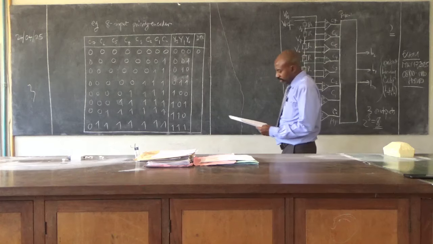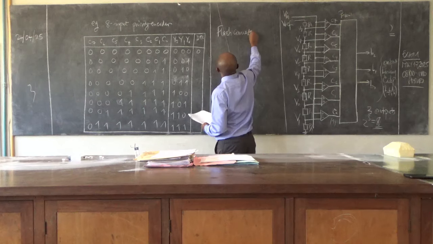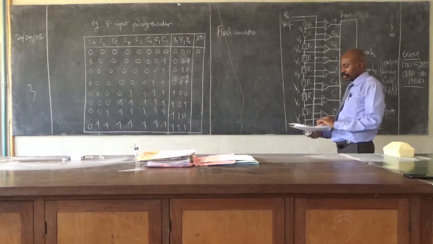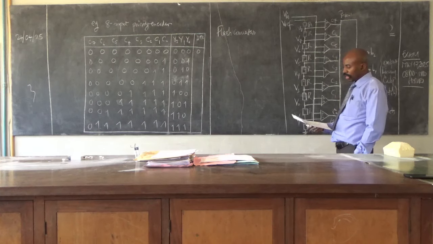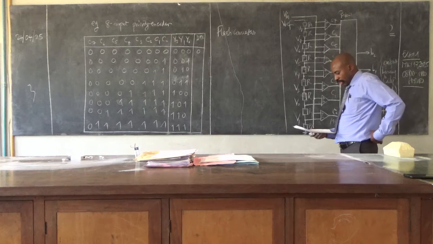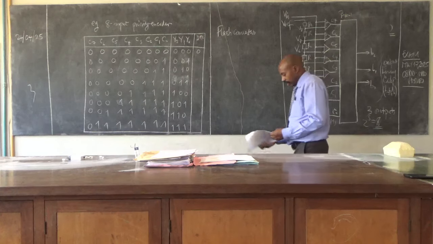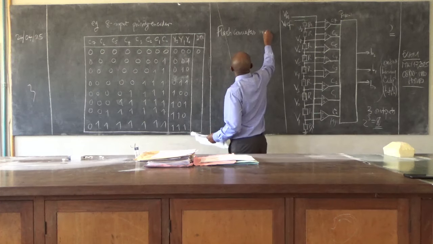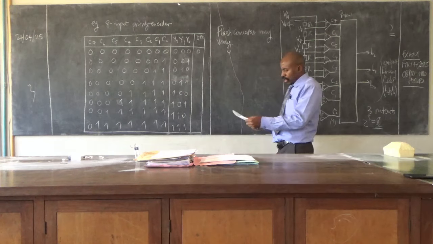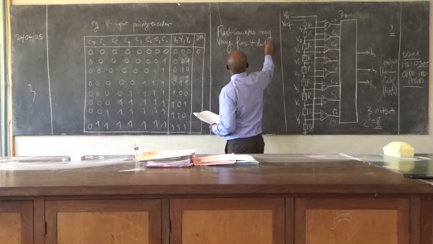So flash converters may vary. We are looking at the fastest. This was the fastest of the ADC, because we stated the 3 of them: flash or parallel converters, successive approximation method, and reduced form. And we have started with these comparators as the flash. So these flash converters may vary from 4 to 10 bits.